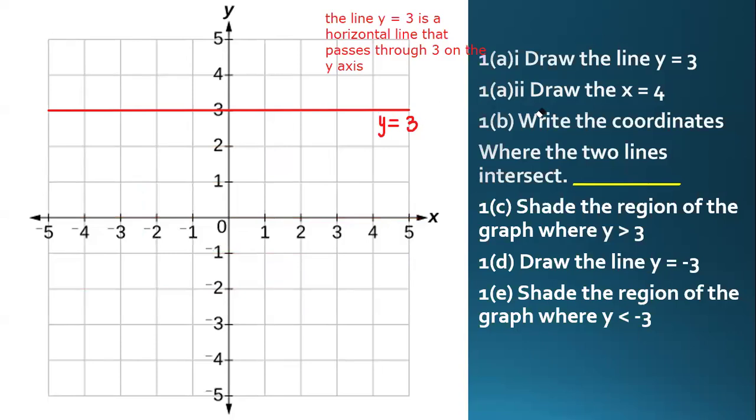Now they say draw the line x is equal to 4. Draw the line x is equal to 4. Is that a vertical line or is that a horizontal line? The line x is equal to 4. Vertical. That's a vertical line. Why do you think it's a vertical line?